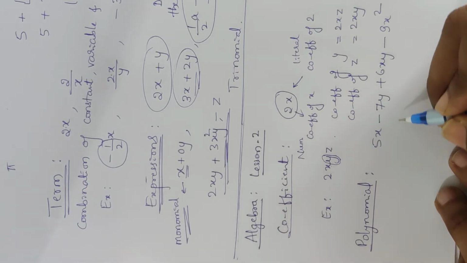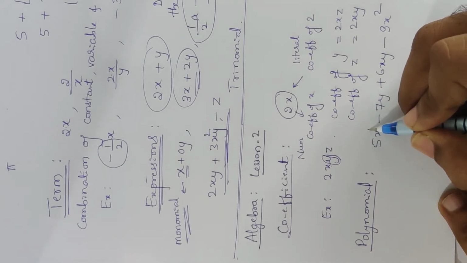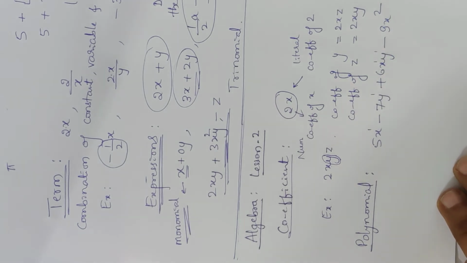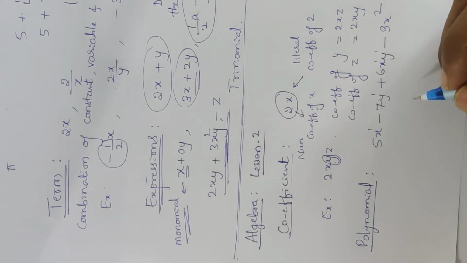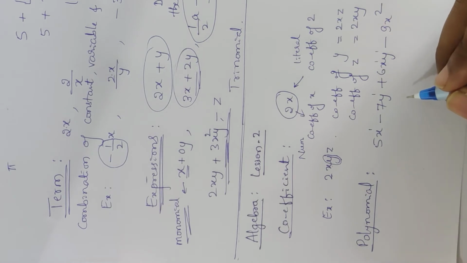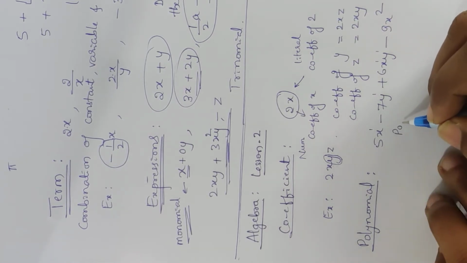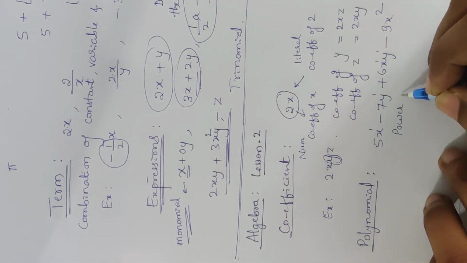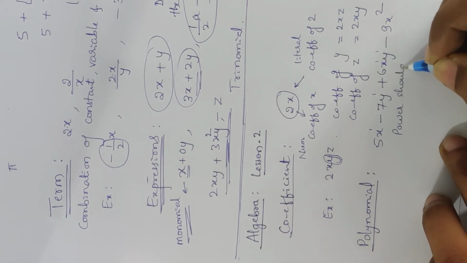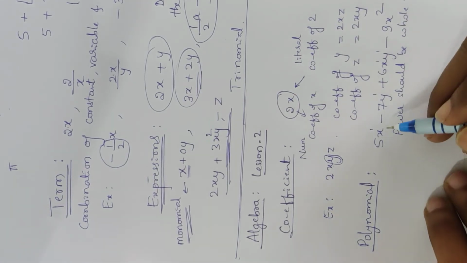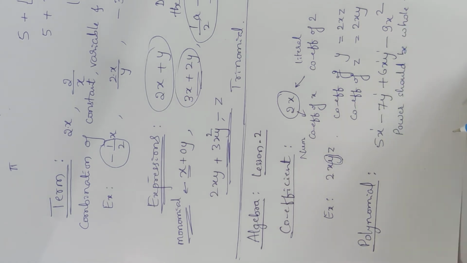But one condition here is that the powers of the variables should be whole numbers. That means powers should not be negative, powers should not be fractions. Power should be a whole number. Okay, so then only we can call it a polynomial.